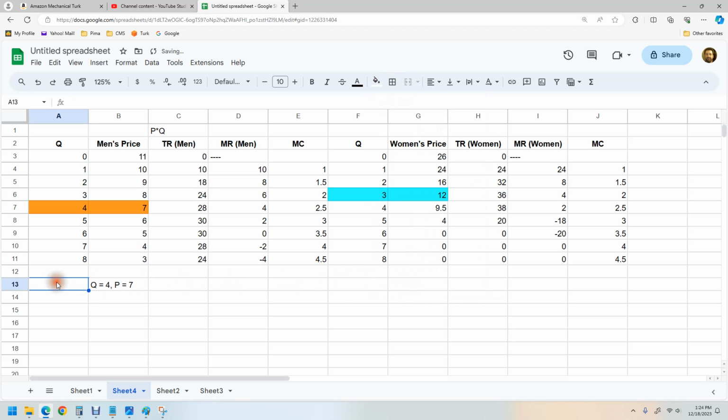So for women, this is men, and for women we're going to produce a quantity of 3 and a price of 12. So fewer sweaters, higher price. We don't want to produce this one because we have to lower the price down to 9.5, and then the marginal cost will be higher. So those are the answers, and that's how you split it up and just use Google Sheets to answer the question.